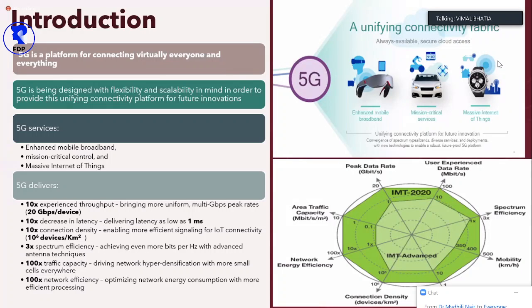Now, if you look at the figure on the top right, again, we look at different industry verticals. One is the enhanced broadband. So here the focus is to increase the throughput, to have more immersive technologies. That is fine. Then there are mission critical services, where we're looking at autonomous drones, or controlling a drone, where again latency is a big issue.